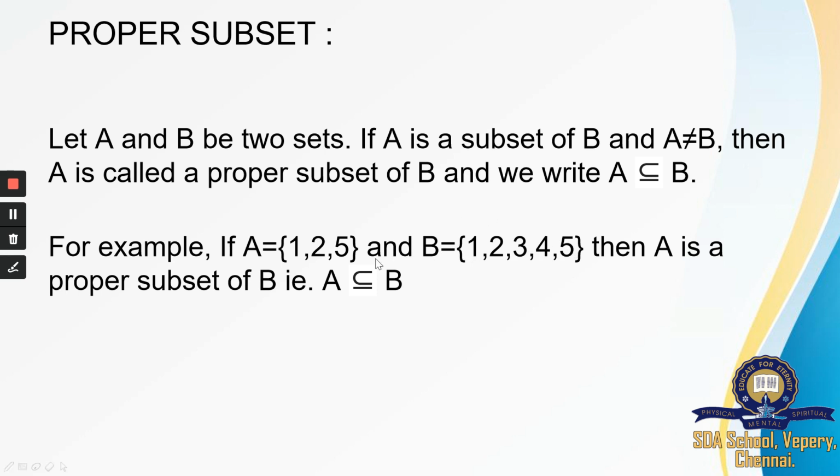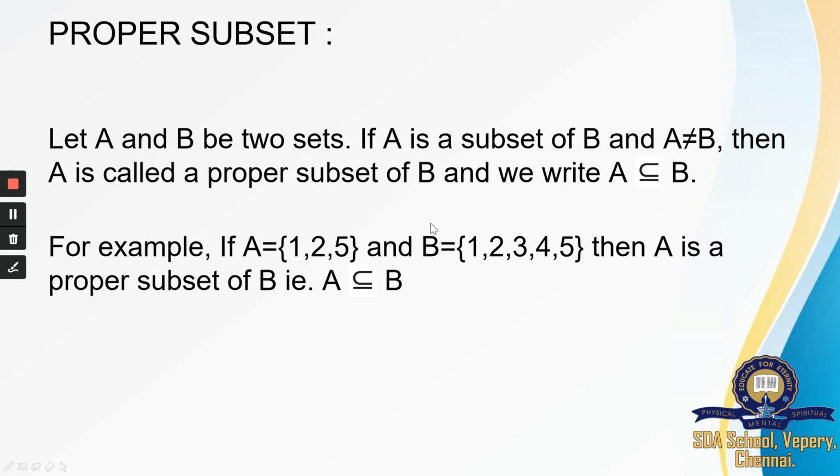If you see A and B, what is cardinality? Number of elements. So the number of elements in A is 3 and the number of elements in B is 5. So A and B are not equal to each other, but still I can call A a proper subset of B. How come? Because all the elements of A are in B. Am I right? A consists of 1, 2 as well as 5, which are there in B.